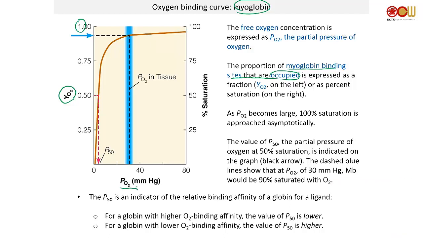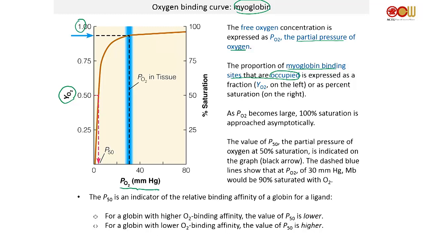On the x-axis, you have the partial pressure of oxygen. This is used as an indicator for free oxygen concentration. Because oxygen is a gas, you can't really measure the molarity of oxygen. So we usually just express it as the partial pressure of oxygen. So it just says how much oxygen you have.